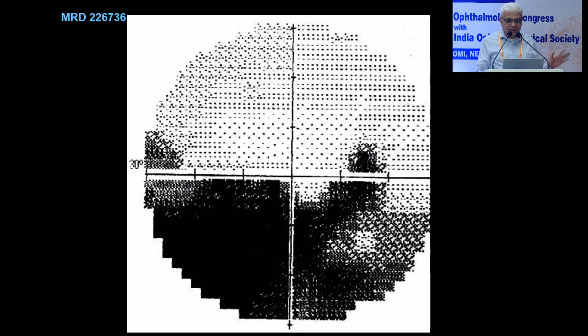Okay. This one? Otherwise fine. Okay. Superior altitudinal. Inferior altitudinal. Yeah. Inferior altitudinal. Little bit of a gap there, almost like some kind of an arcuate thing, but coming all the way up to the fixation. So prone to interpretation. But again, this is an optic nerve kind of a defect.